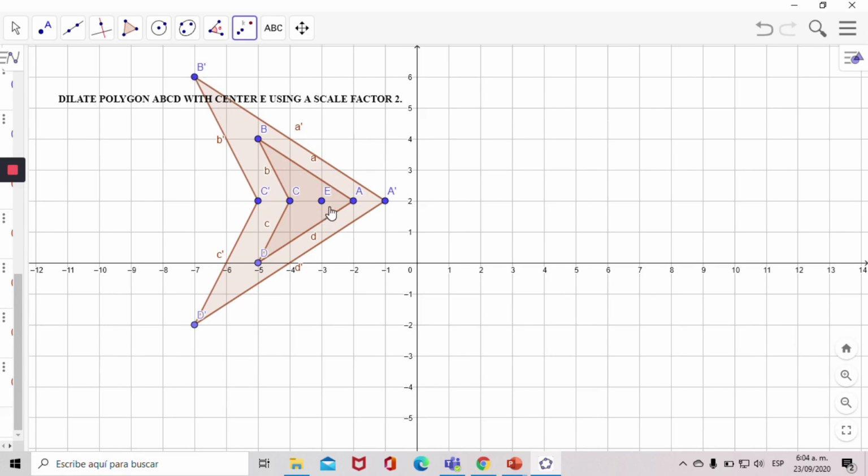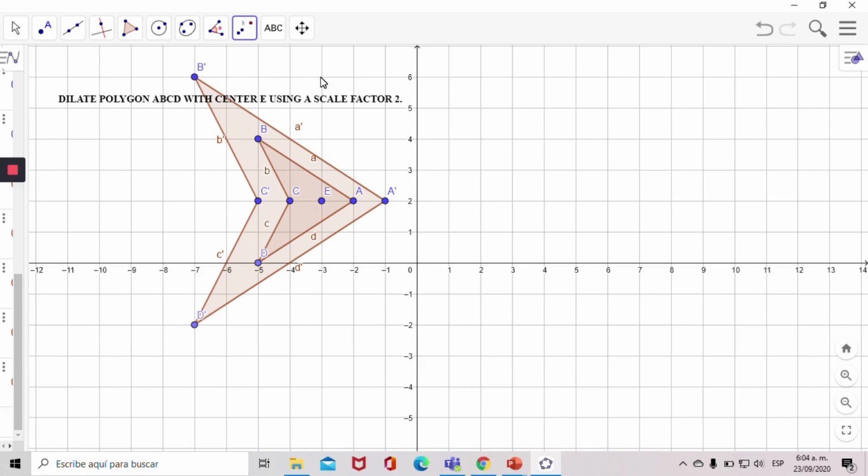Now, what happened? The distance from A to E is now double. There was only one unit, now there are 2 units in A prime. How many units were there from the center E to B? There were 1 and 2 units. Now for B prime there are going to be 4: 1, 2, 3, 4.